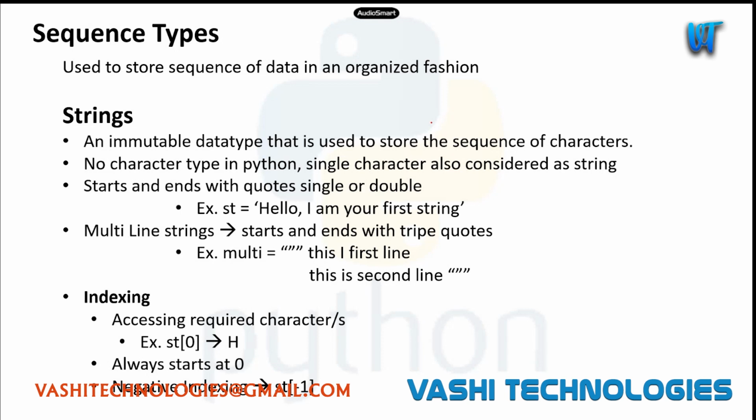How can we initialize a string? How can we define a string value? We need to enclose it in either single quotes or double quotes. Any variable which is initialized with single or double quotes will become a string in Python.